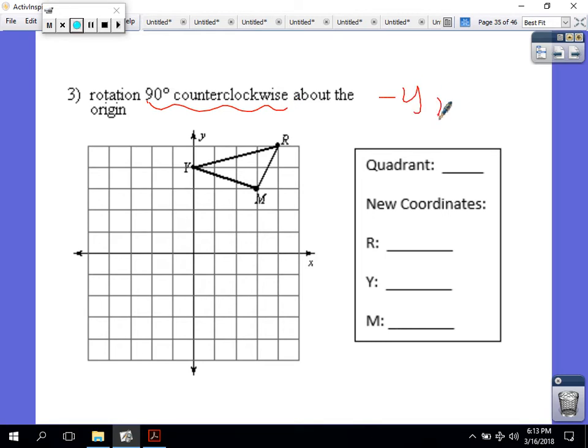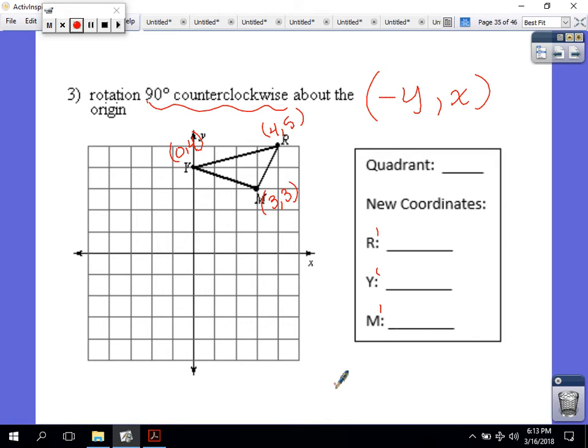Opposite y comma x. So we're going to switch the y value to its opposite, move it to the front, and the x just moves to the second position. It stays the same. So the original coordinates here, we have 0, 4 for y, 4, 5 for r, and 3, 3 for m. All right, so let's find our new r prime, y prime, and our new m prime.